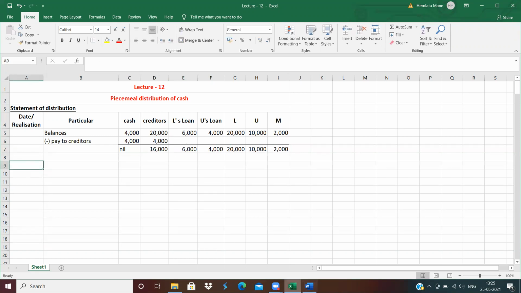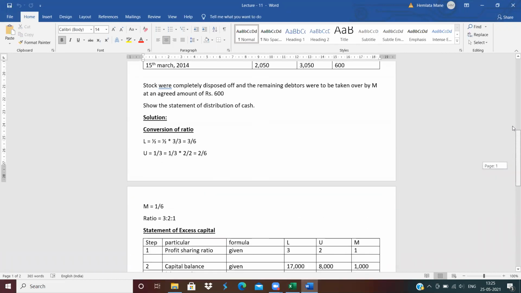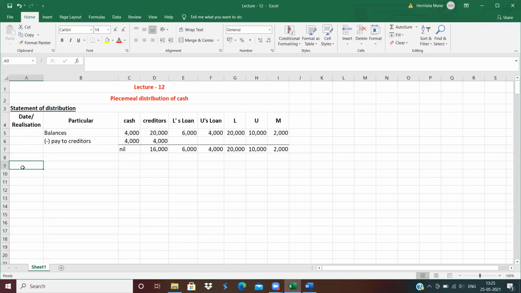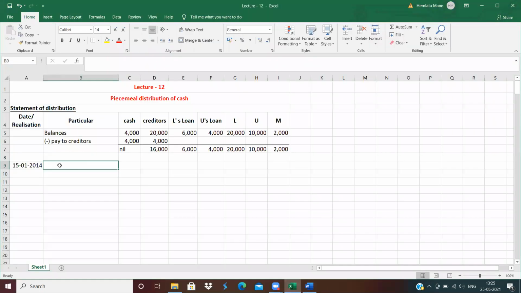Okay. Now realizations. See the date. The realization was received on 15 January 2014. Debtors 7,500, stock 4,500, and expenses 1,000. Less expenses. So calculate the amount of realization.